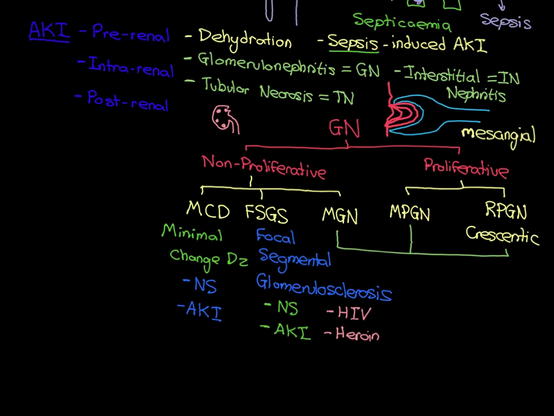So let me summarise what I've told you so far about these two causes of glomerulonephritis, because they are separate to what we're going to discuss next. So, glomerulonephritis, inflammation of the renal corpuscles. We've divided it into non-proliferative and proliferative, and under those two headings, we have these different histological appearances: minimal change disease, focal segmental glomerulosclerosis, membranous glomerulonephritis, membranoproliferative glomerulonephritis, and rapidly progressive glomerulonephritis.